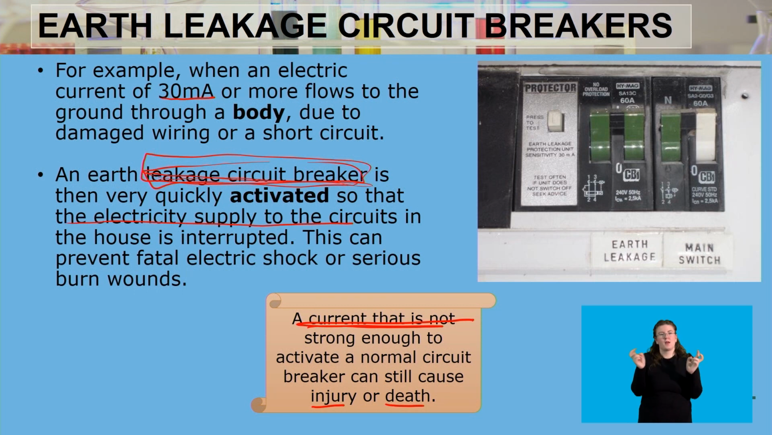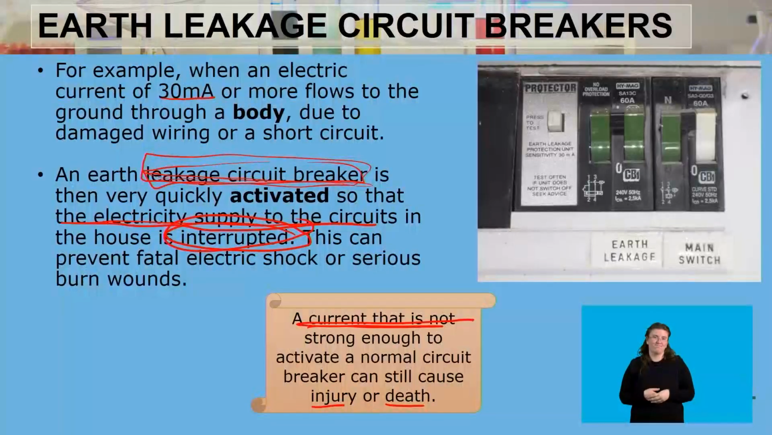So the earth leakage is activated so that the electricity supplied to the circuits in the house is interrupted. The main reason we interrupt the current flow is so that it doesn't get too dangerous, or get to a point where it explodes or causes injuries or even death to any human being or even to animals that we live with. So these circuit breakers can prevent fatal electric shocks or serious burn wounds.